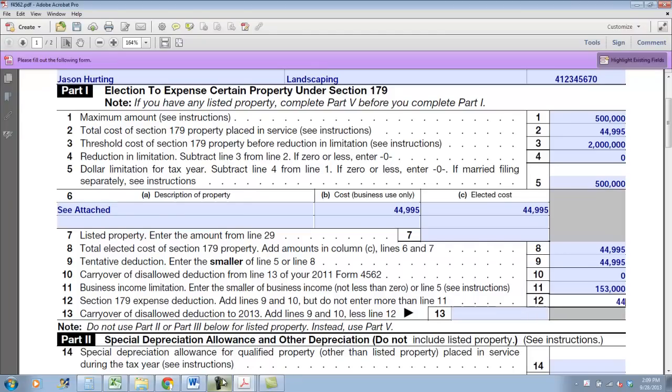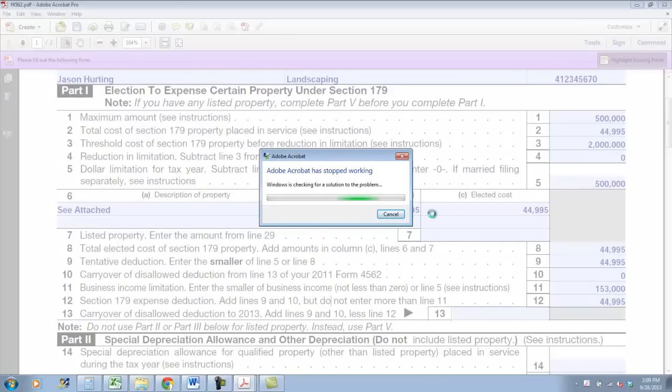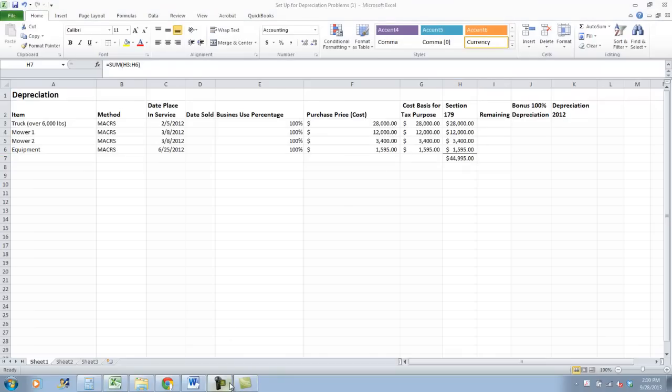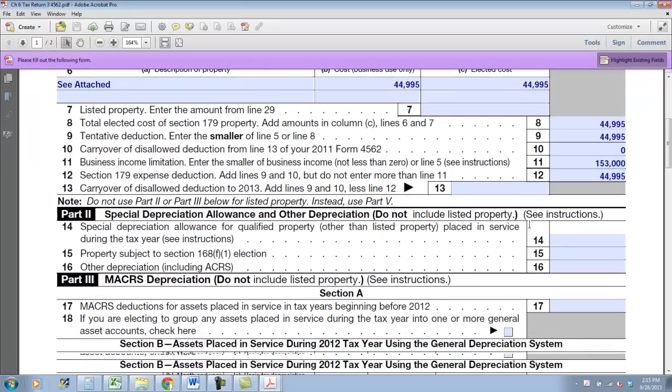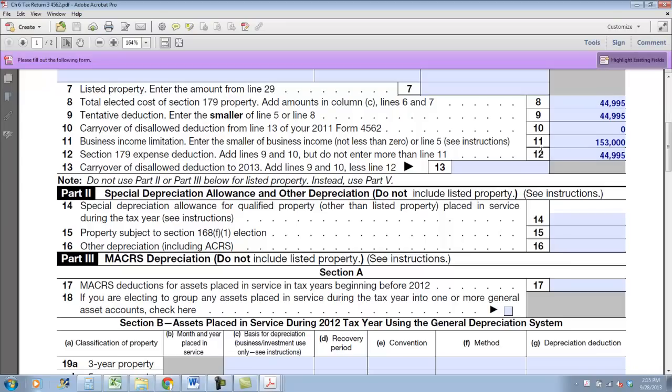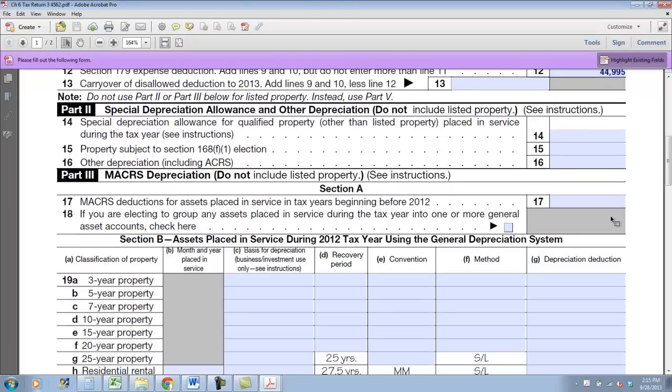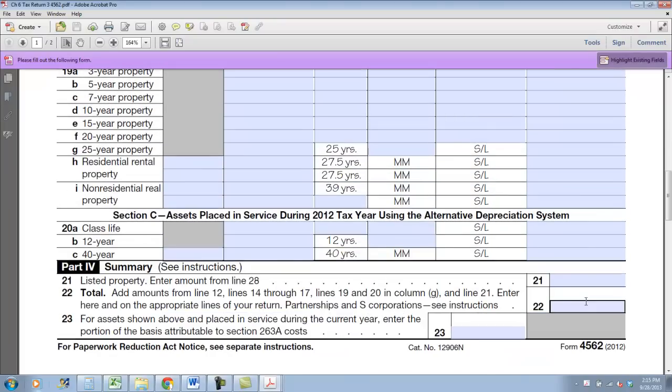So the section 179 expense allowed. Since it is not more than that, we can allow the entire section 179. So add lines 9 and 10, but do not enter more than 11. We did not. Okay, so we had a little Adobe problem, but I'm back here. So last thing we did was put section 179 on line 12. We are then going to carry that down to line 22. Our total, 44,995.